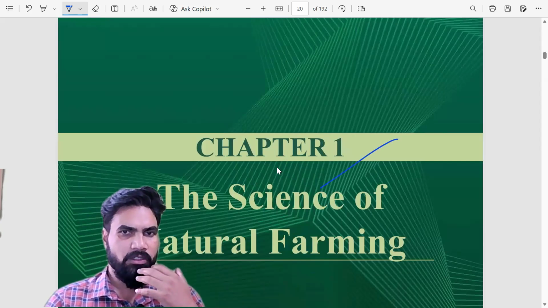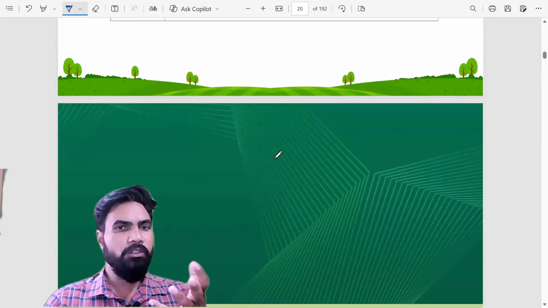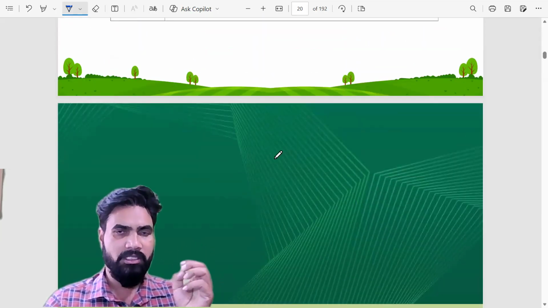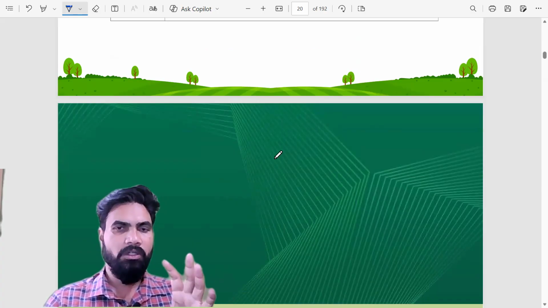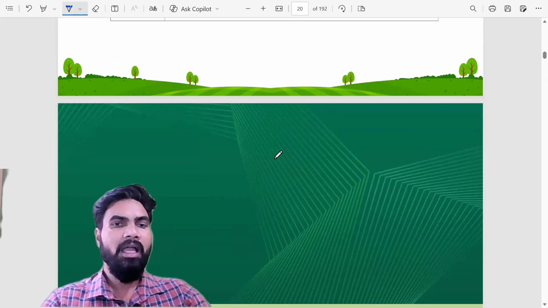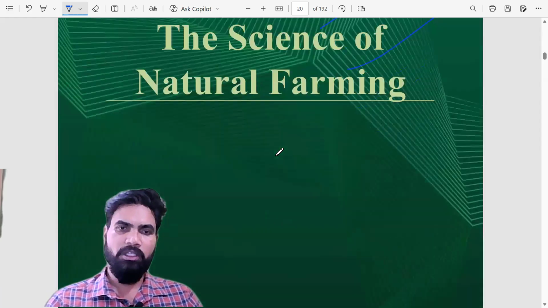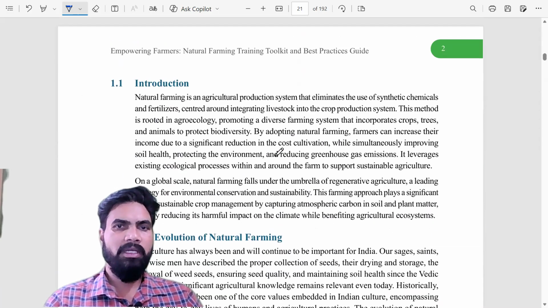The science of natural farming. You see, some documents will be having the executive summary. Unfortunately, this document does not have it. But if you have an executive summary, that will become very easier for you. Okay, you can understand everything in a gist. Okay, but unfortunately, this document does not have it, but it's okay. Okay. So some introduction is there.